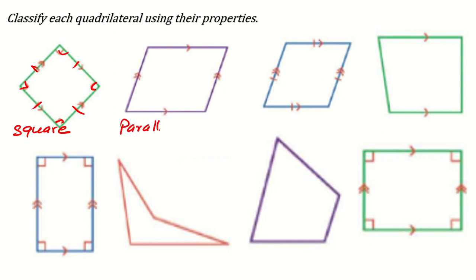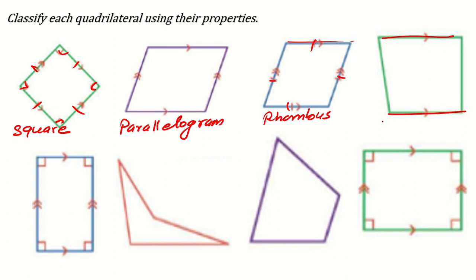We will take it as a parallelogram, because in a parallelogram we say opposite pairs of sides should be parallel. Now, the next can be again opposite pairs of sides are parallel to each other and all the four sides are equal and no angle is 90 degrees. Okay, so what will we take here? It is a rhombus.